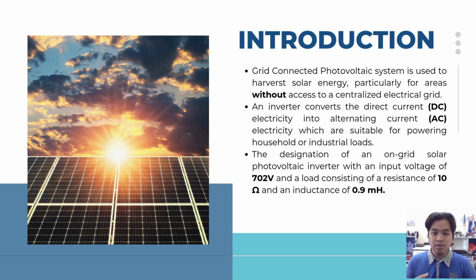For this project, the photovoltaic system, or GCPV, grid connected photovoltaic system, is used to have solar energy, particularly for areas without access to a centralized electrical grid. An inverter is needed to convert this DC energy into AC energy, which is suitable for powering household or industry loads. For this project, our input voltage is 300 volt with a load consisting of resistance 10 ohm and an inductance of 0.6 millihenry. That's all from me. I will pass on to the next person.